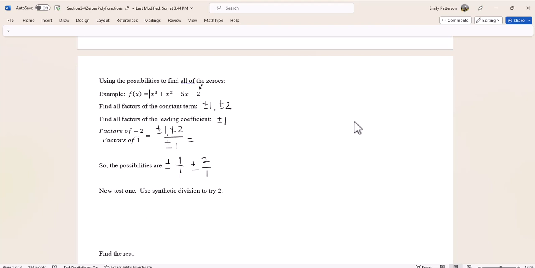So now I've kind of cued you into that direction. Use synthetic division to try 2. So we're going to do the root of 2. So remember that makes my binomial x minus 2. So let's go on and do that. So I've got coefficient of x cubed, coefficient of x squared, coefficient of x, and the constant at the end.